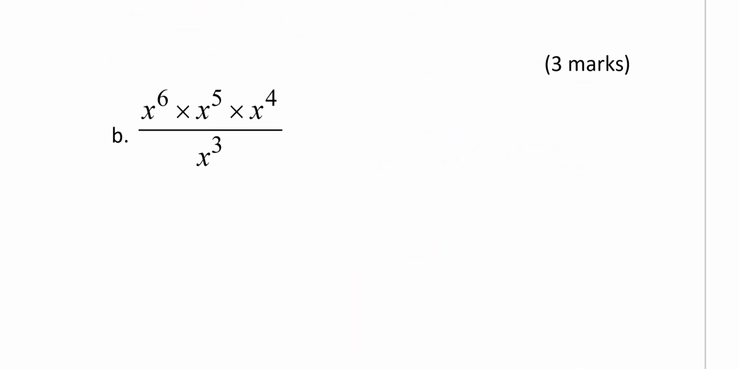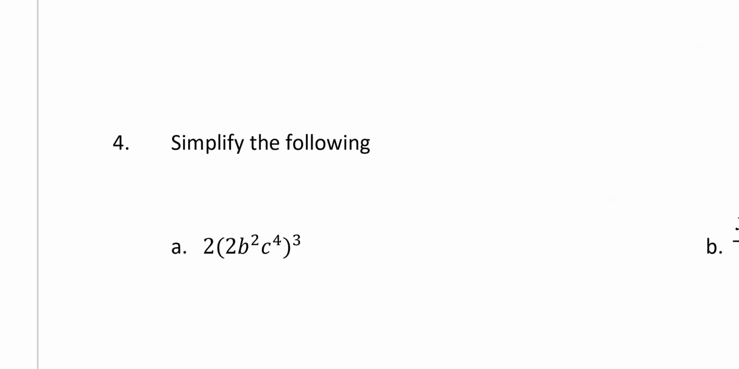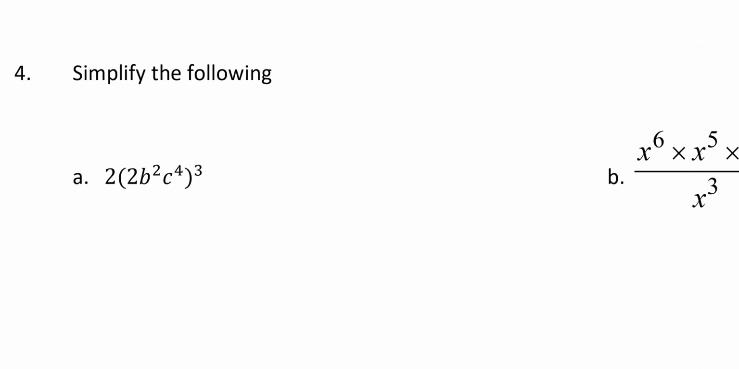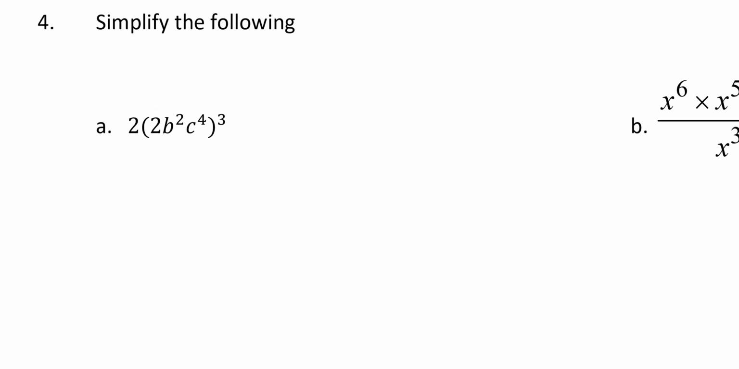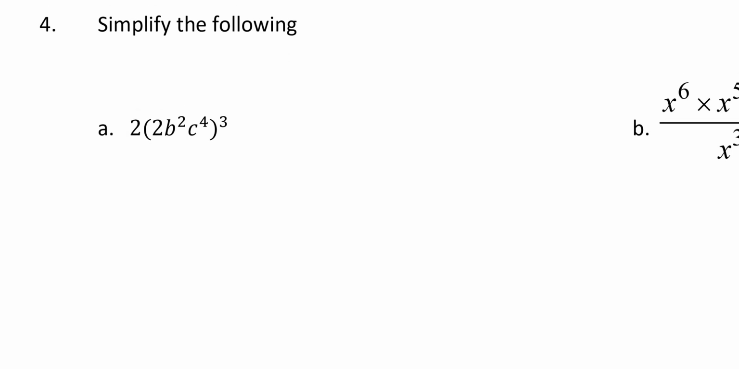Okay, let's move on to the next few questions here. All right, so simplify. Now we're getting into some harder questions here. For this question here, it's probably best to start working with the power on the outside here. So just go backwards here. So 3 times 4 is going to be 12. So c to the power 12. And then 3 times 2 is going to be 6. So that's going to be b to the power 6.